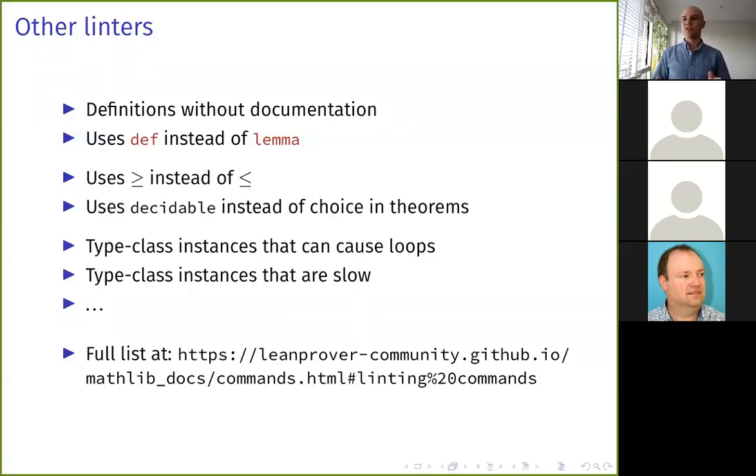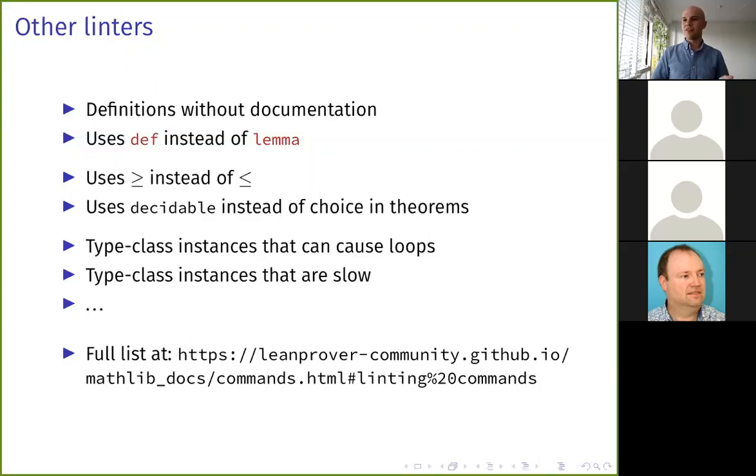Another class of linters concerns conventions we have in mathlib. One convention is that we use the less-than-or-equal relation in favor of the greater-than-or-equal relation, because greater-or-equal is just defined in terms of less-or-equal. So x greater-or-equal y if and only if y less-or-equal x. And if we would use both relations, we would need at least twice the amount of lemmas. And so we try to standardize on the less-or-equal relation, and there is a linter that tells you not to use greater-or-equal. Another such convention is that when you prove a theorem, you should freely assume classical logic. In particular, you should never use the decidable type class when proving a theorem, because you should use the axiom of choice instead. And hence, we have a linter that enforces this.